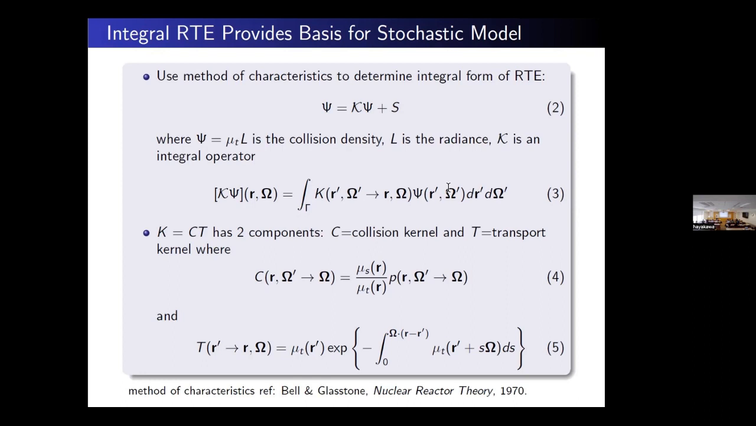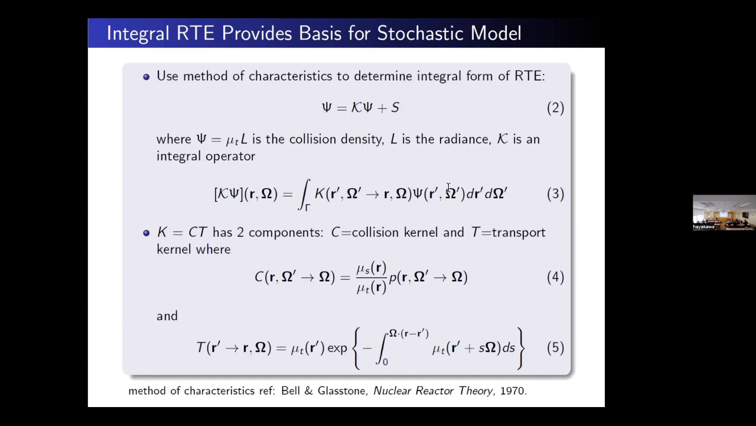This K in the integral has two components, the C kernel and the transport kernel. I call this transport; I think Dr. Zhao was calling it transmission, but in my terminology, I'm calling it the transport kernel. The C kernel takes you at a position R from a direction omega to another direction. It is composed of the probability of scattering. So mu s over mu t is the probability of scattering. Because mu a plus mu s equals mu t, mu a over mu t is the probability of absorption.